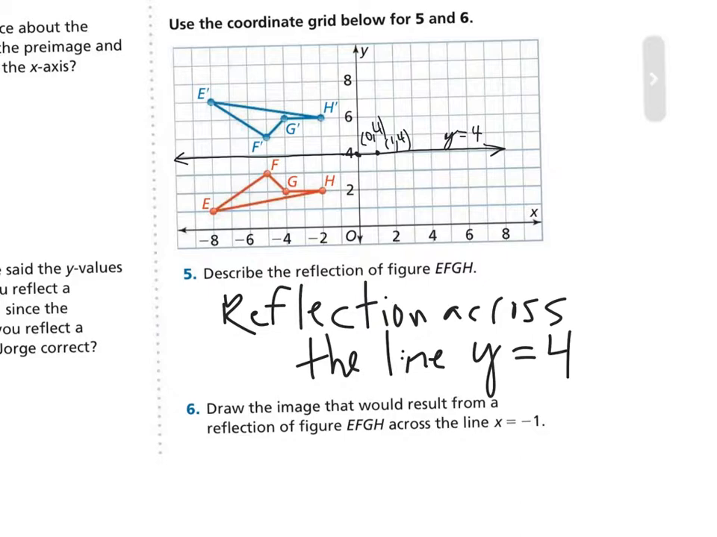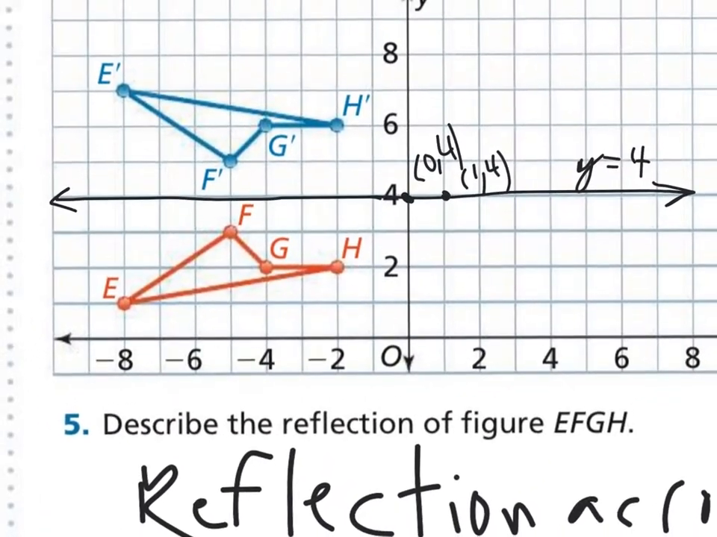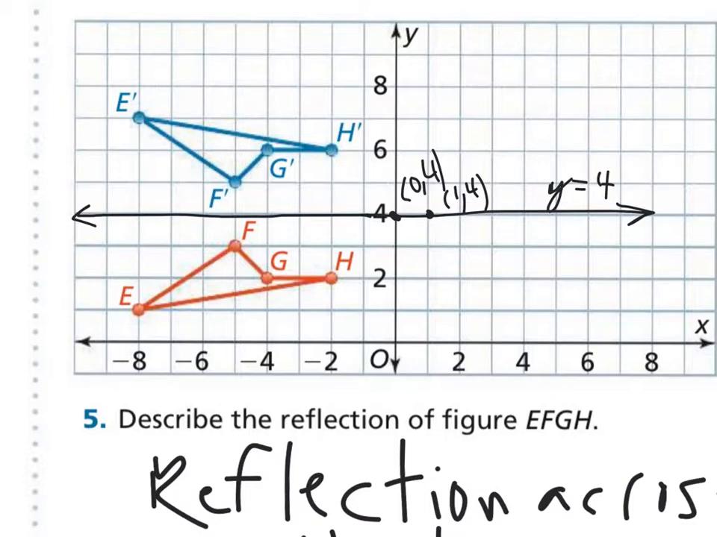Then number 6, they want us to draw an image that would result from the reflection of the figure across the line x equals -1. So going back to what we talked about earlier, this red figure doesn't have any markings on it. It just has plain EF, GH. So I know that's my original one. We're going to reflect across the line x equals -1. So just take any point that has x equals -1. So if you want to start out here, -1, 0, -1, 1, -1, 2 if you want.